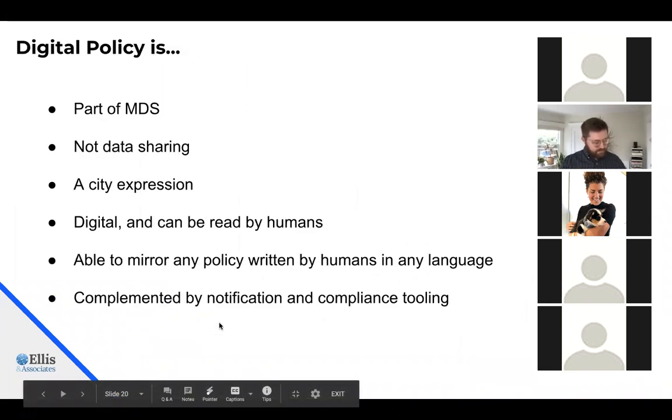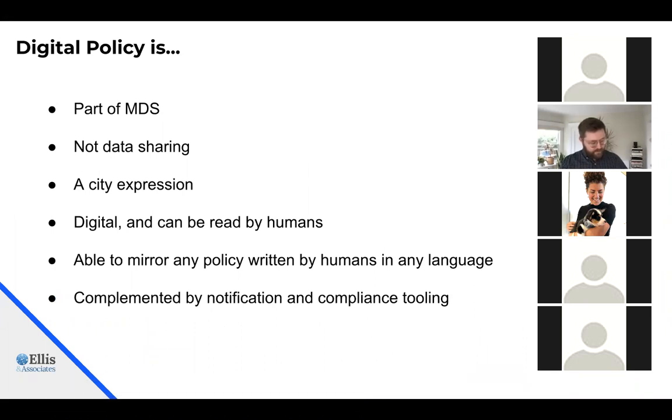And just a few things about what digital policy is. As you learn here, it's part of MDS. It's just one of the parts in the kit. It's definitely different than data sharing, where data sharing is ingesting data. Digital policy is the opposite of that. It's being expressed from an agency outward. It is digital, but it's still readable by humans. And it is able to mirror the written language that you would write today, but it's also capable of doing much more than that, which we'll see here in a minute. And it's complemented by other things that are inside of the Open Mobility Foundation and part of MDS.